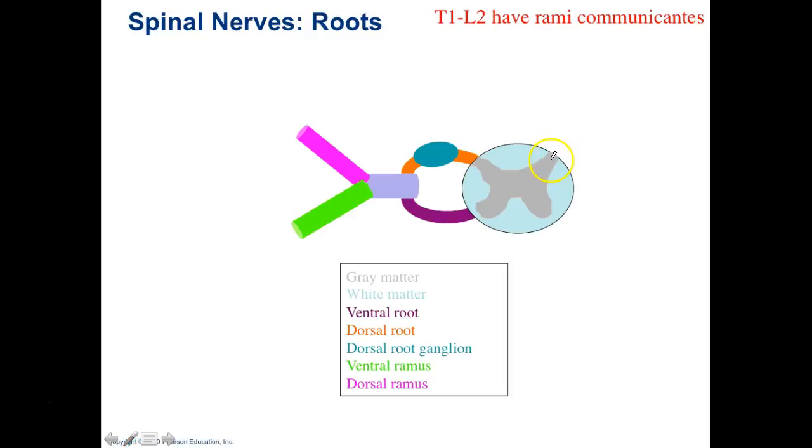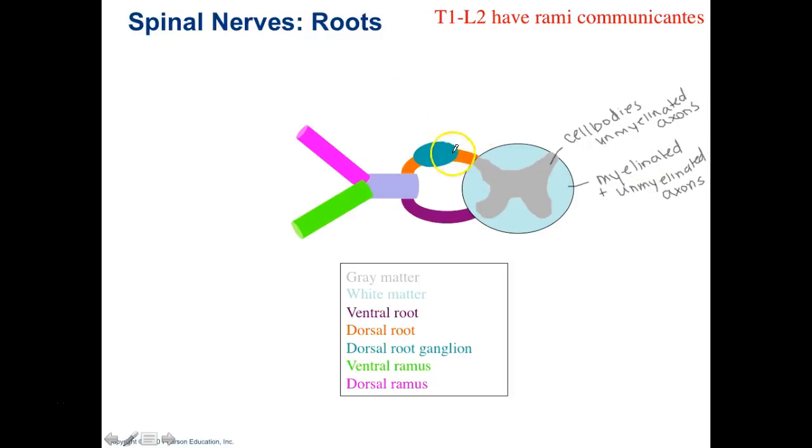So we have our gray matter here, and our gray matter is going to contain cell bodies. And we also have some unmyelinated fibers in there. Let's say unmyelinated axons. Our white matter is going to contain myelinated axons, but we also have some unmyelinated axons in there as well. It's just we have more of the myelinated ones, and that's why this appears so white to us.